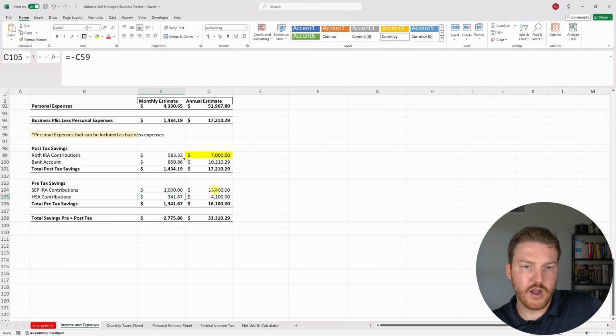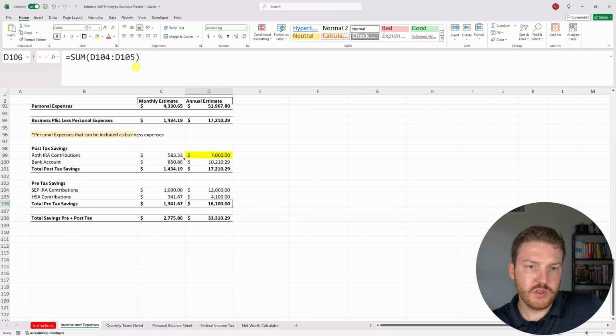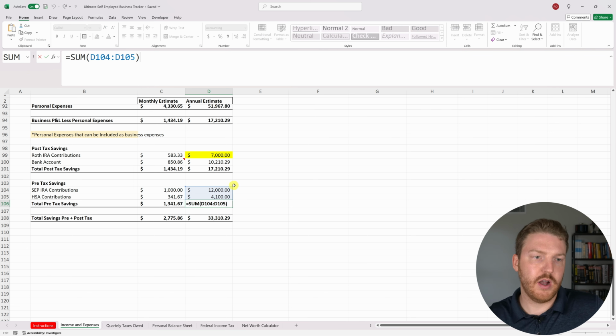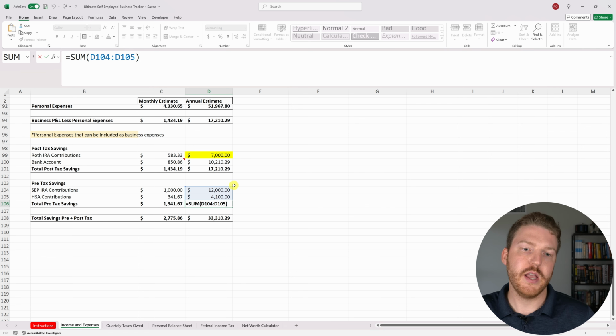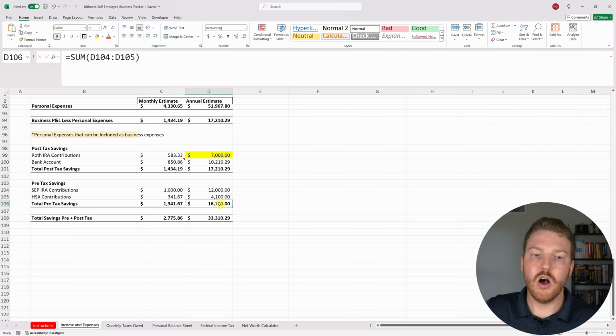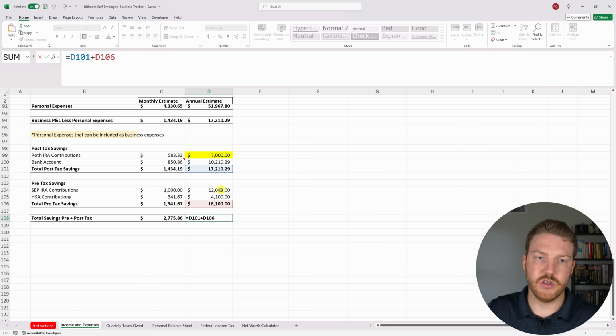Right, so now we figure out how much we save on both of those annually by multiplying both of them by 12. And then we can just sum those values up to figure out how much we're saving in our self-employed IRA and our HSA each year. And also, for each month, we sum those up. And then we can figure out our total savings pre and post-tax are $2,700 a month. And our total savings pre and post-tax are about $33,000 a year.